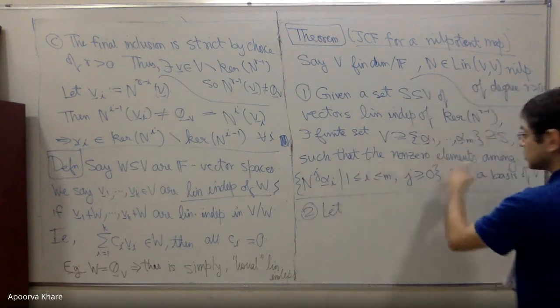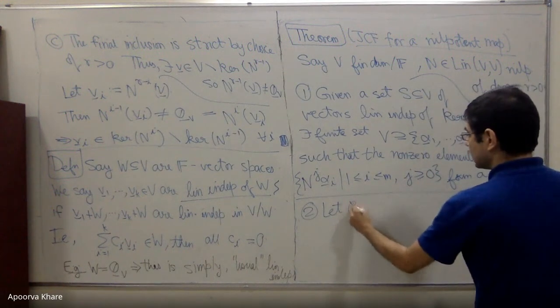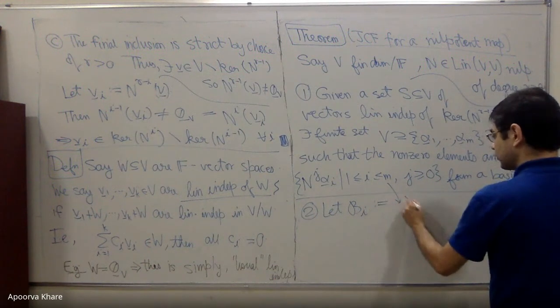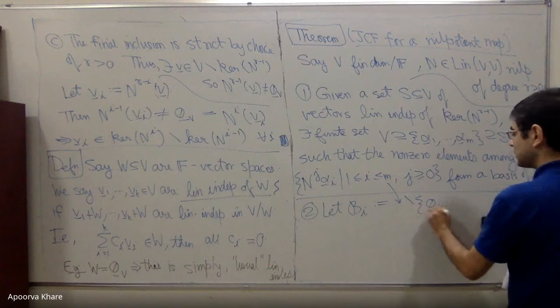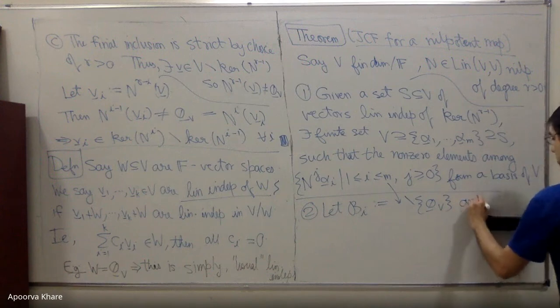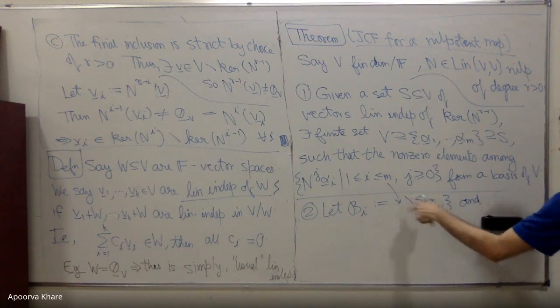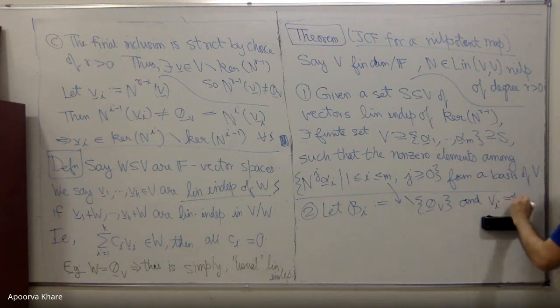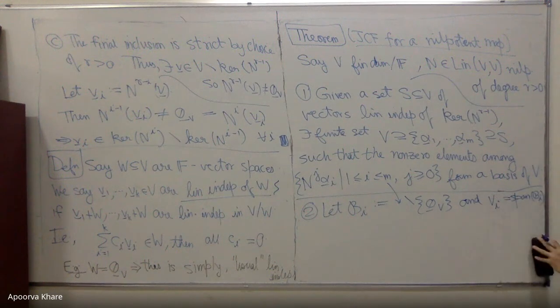Let's call this set BI. This set, and of course, as I said, we want to take the non-zero elements among them, so we remove the 0. And V equals span of BI. So there's some ordering of the BI that we will care about. Okay, great. Now what do we do?